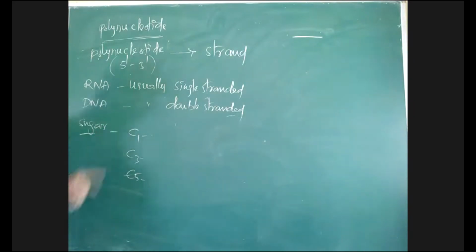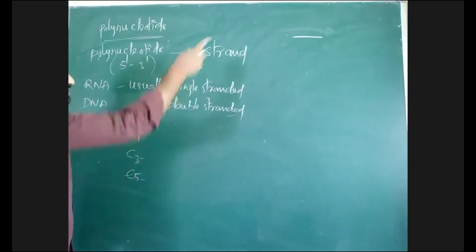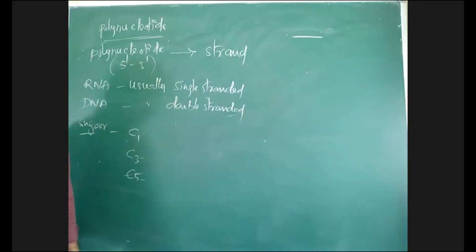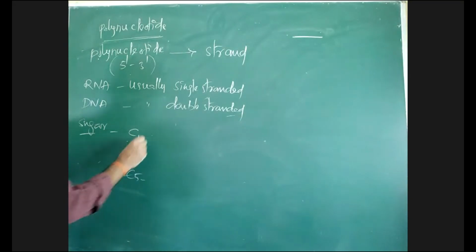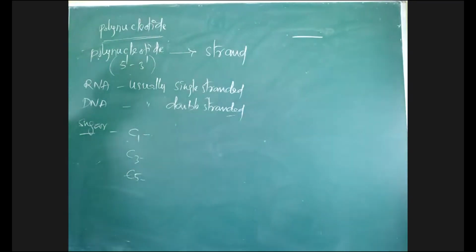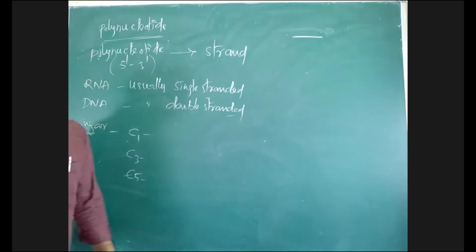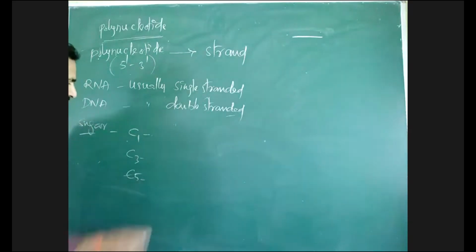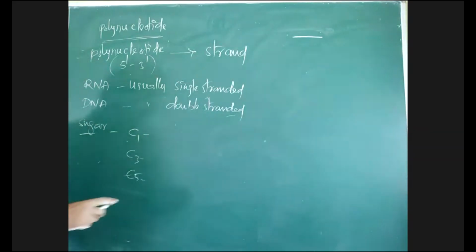Okay. What is the importance of C1? Anyone tell me? C5, C3, just because C5 has the 5 prime phosphate group, C3 has the OH group, everyone can know that. C1, why is C1 important? No one is answering. I think you are thinking. Think well. Yeah, I will tell you. I cannot wait a long time.